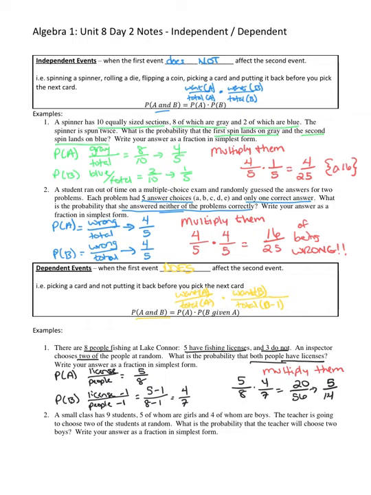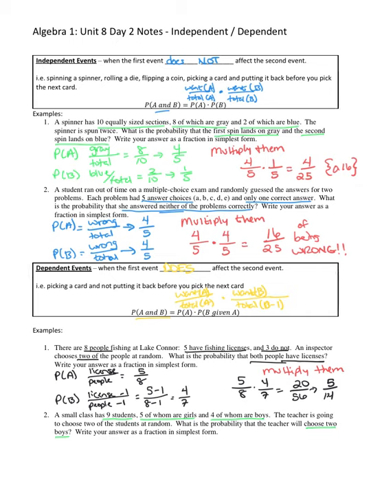All right, let's do the last one. And we'll play around with this a bit in class. I promise. Okay, I guess I'll do green again. You got a small class, has 9 students, 5 are girls, 4 are boys. The teacher is going to choose 2 at random. What is the probability she will choose 2 boys?